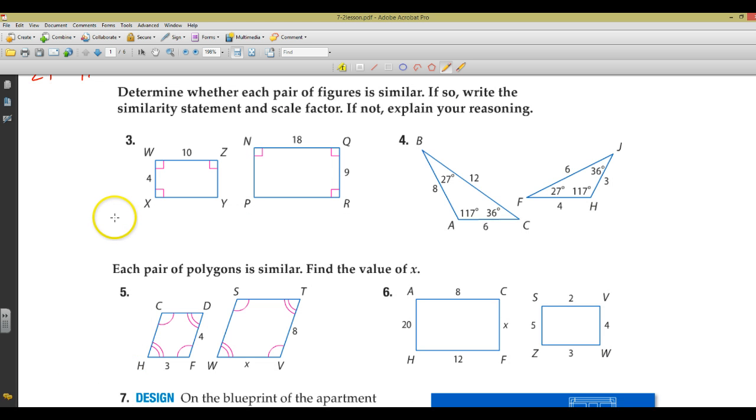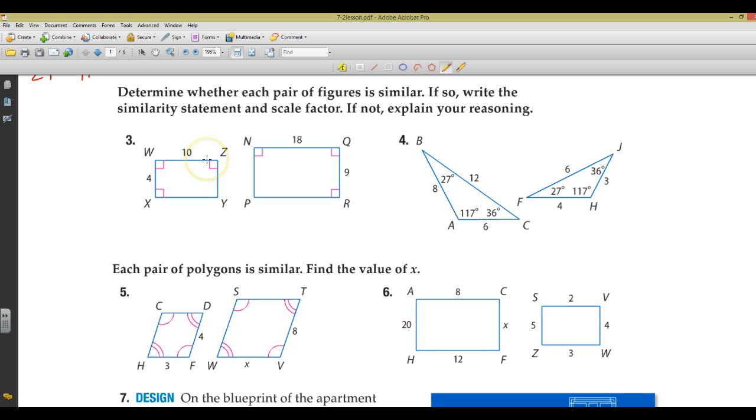For number 3, determine whether each pair of figures is similar. If so, write the similarity statement and scale factor. If not, explain your reasoning. So we need to check for two things. We need to first check to make sure that all corresponding angles are congruent. And on number 3, since these are both rectangles, we have 4 right angles, so all corresponding angles are congruent.